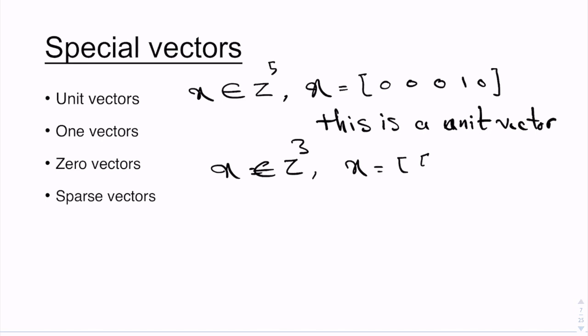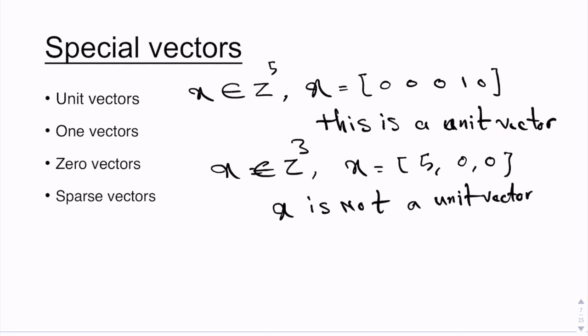So note that if you have a vector like x belongs to, say, R3, and x is equal to 5, 0, 0, x is not a unit vector. Okay? The reason is, yes, all elements but 1 are 0, but this element should be 1.